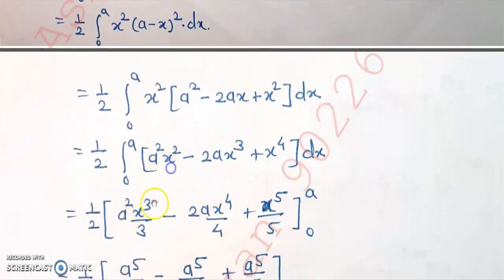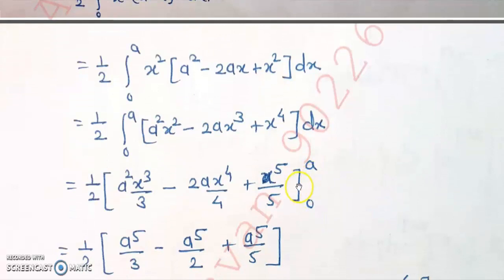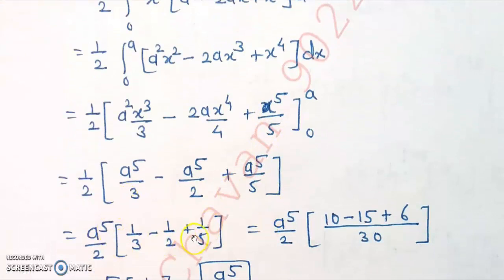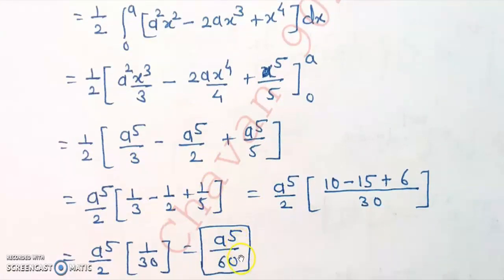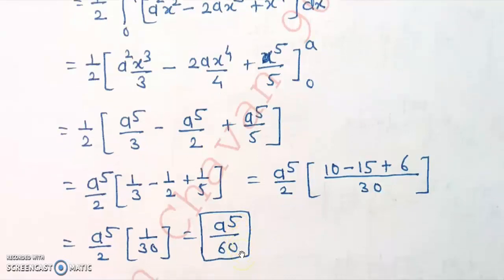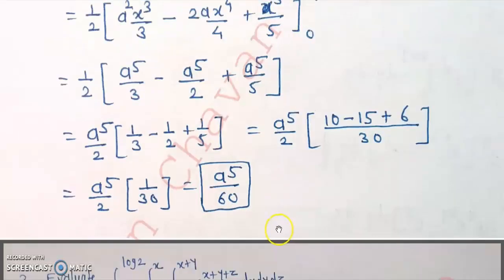So a square as it is, x square integral is x cube by 3, minus 2a, x cube is integrated as x raised to 4 by 4, plus x raised to 5 by 5 for x raised to 4, in the limits 0 and a. So only the upper limit gives us value, the lower limit is 0. So we get a raised to 5 by 3 minus 2a raised to 5 by 4, that is half, plus a raised to 5 by 5. If we take a raised to 5 outside, the bracket constant gives us 1 by 60, that is a raised to 5 by 60 as the final answer. Okay, so this way once the order of integration is fixed, we can integrate it as a single integral one after another. Okay, one more example.